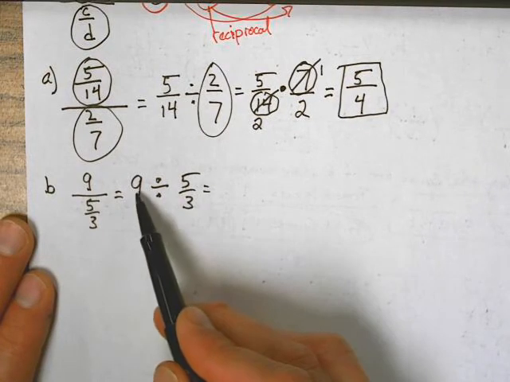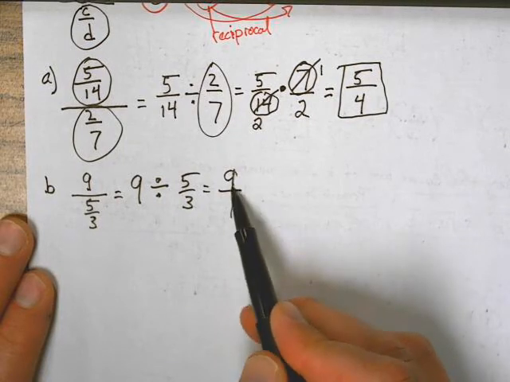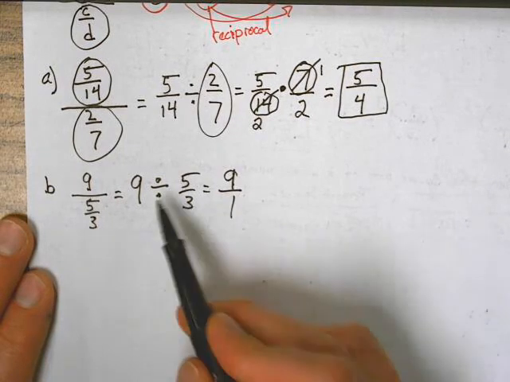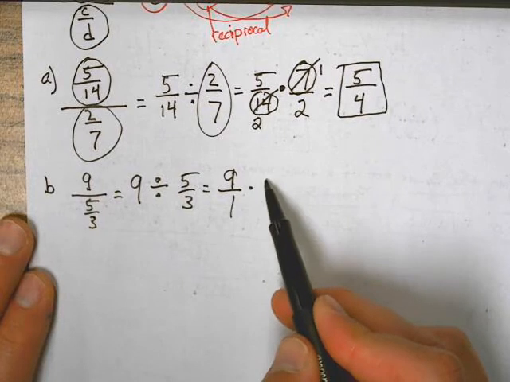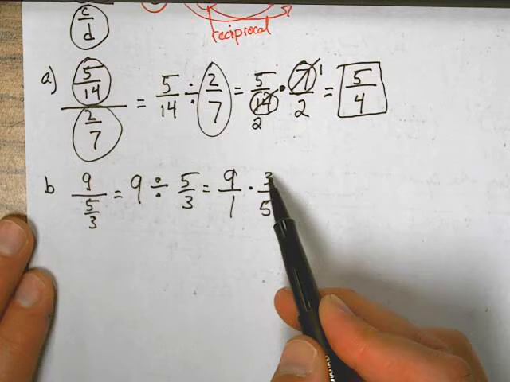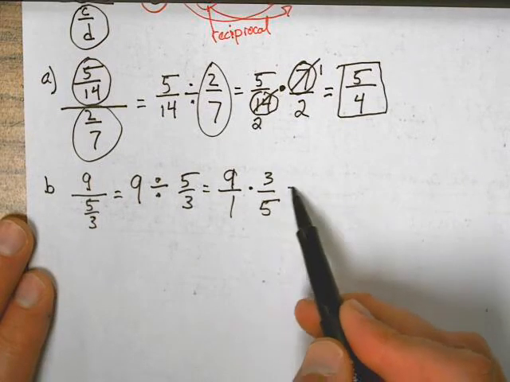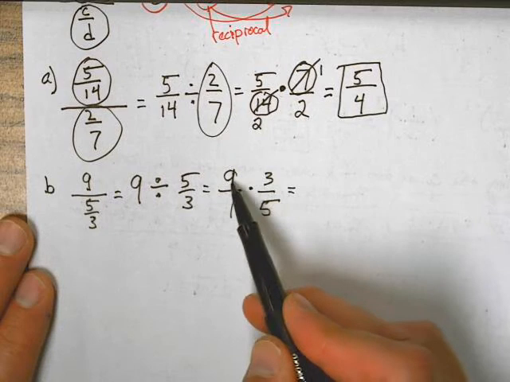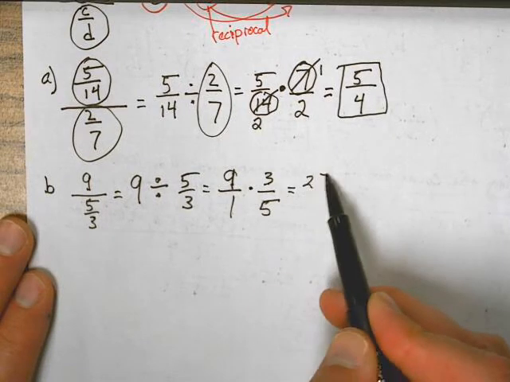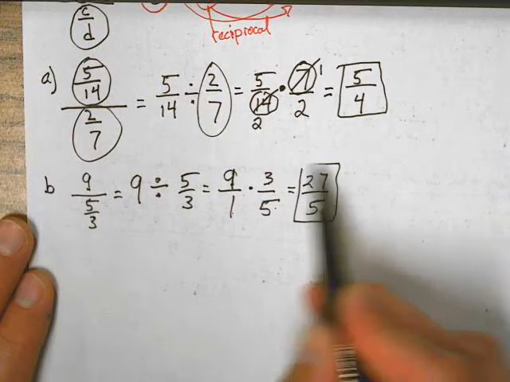Now I keep the top number. I'm going to write that as 9 over 1 though, just so I can see the fraction. And now I'm going to multiply by the reciprocal, which would be 3/5. The 3/5 is flipped because now I'm multiplying by the reciprocal. Now I can't cancel anything. I can only multiply 9 times 3, that's 27. 1 times 5 is 5. So that would be my answer for that guy.